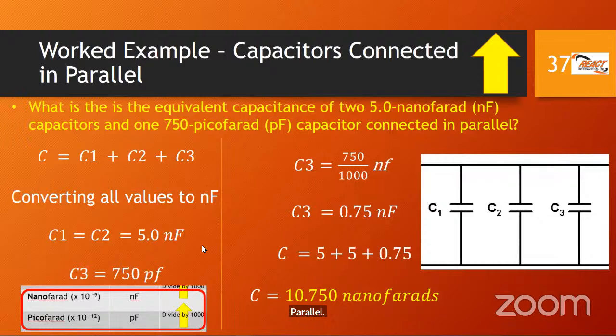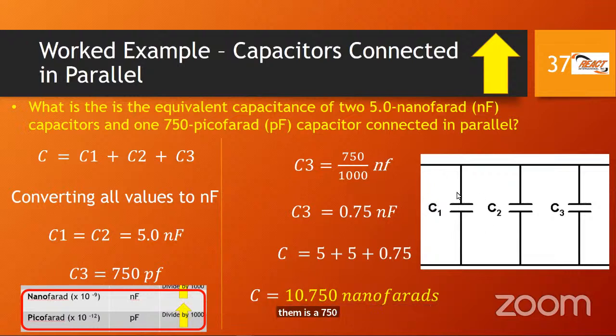So let's end by doing a worked example for capacitors connected in parallel. And notice this is the case where they try to mix us up and use different units, right? So let's go with the question. What is the equivalent capacitance of two 5.0 nanofarad capacitors and one 750 picofarad capacitor connected in parallel? Wow. Let's dissect this question a little bit, right? So there are actually three capacitors in this circuit. Two of them are 5 nanofarad capacitors, right? And one of them is a 750 picofarad.